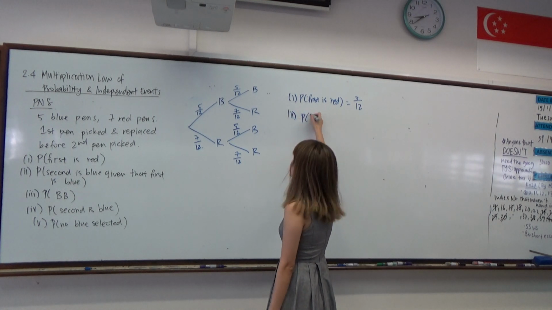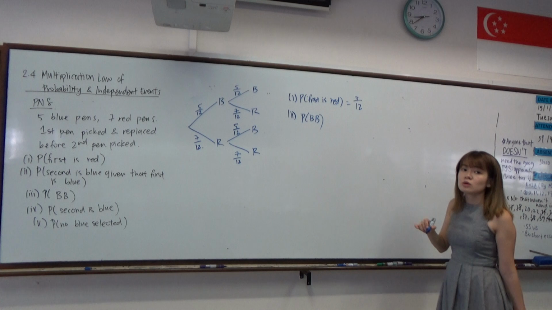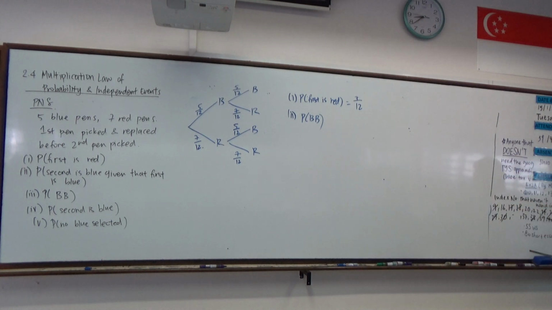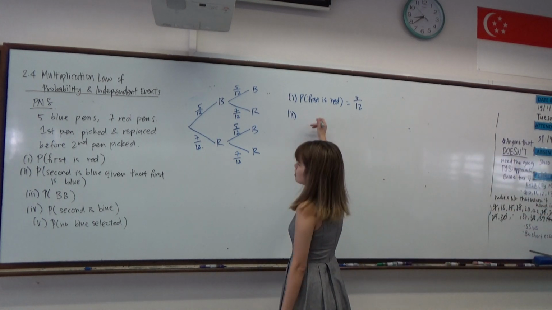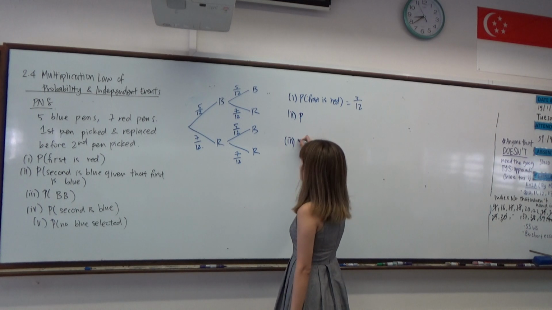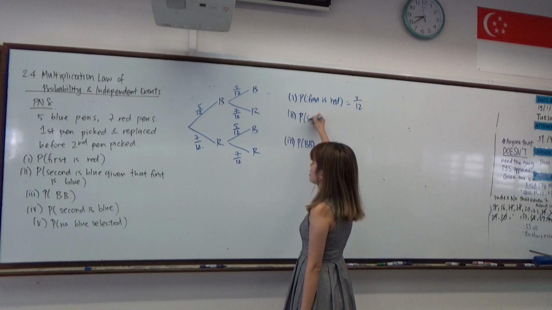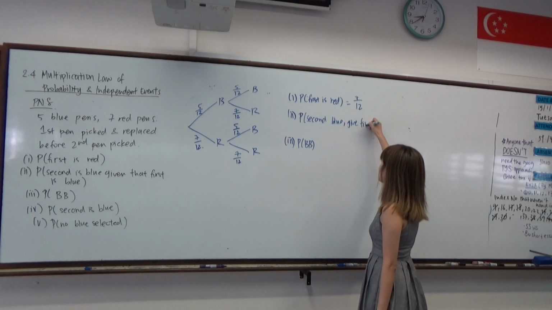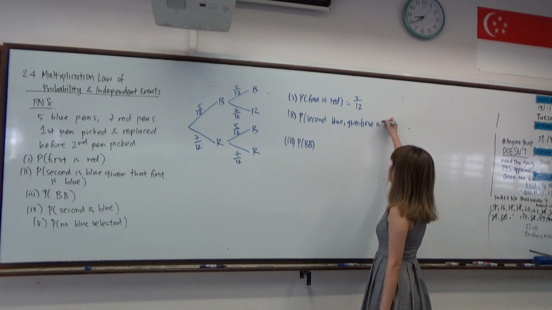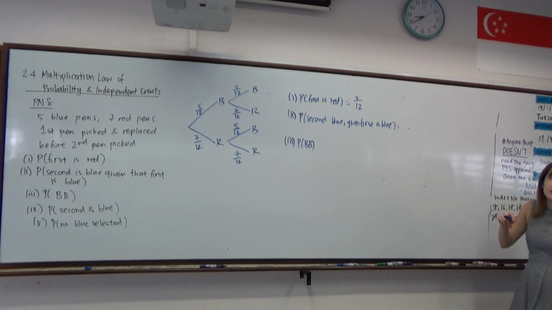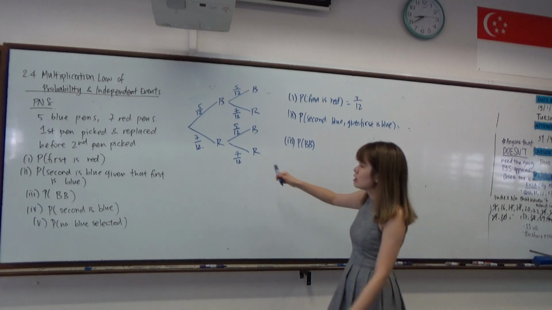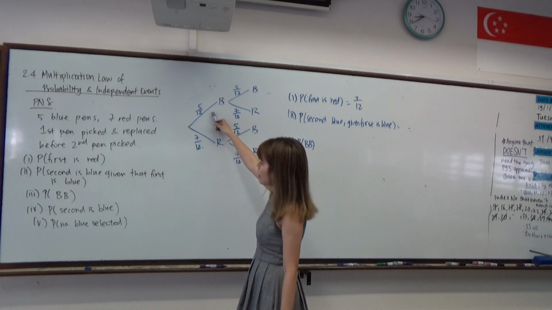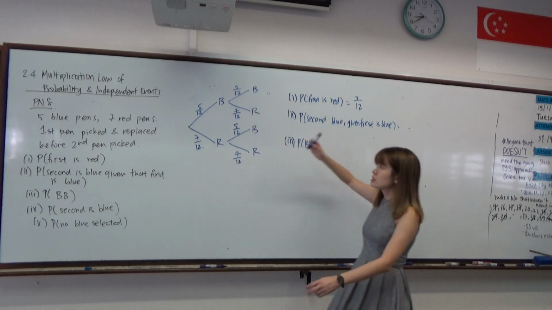Then part 2, probability that the pens will be in the blue-blue combination. First one is blue, second one is also blue. So what would that probability be? 5/12. Okay, so we are given that the first one is actually blue, and the second one, we want it to be blue as well, so that will be 5/12.